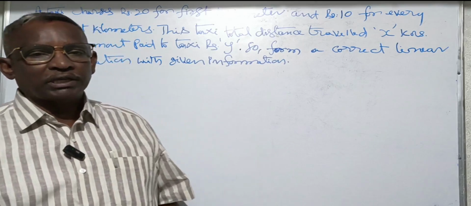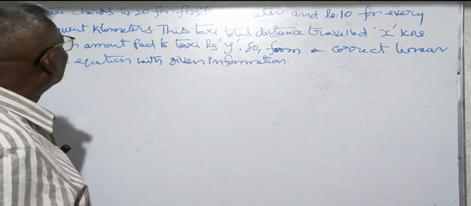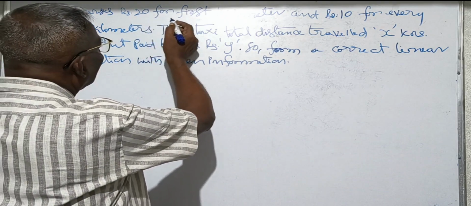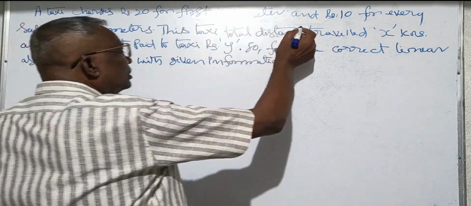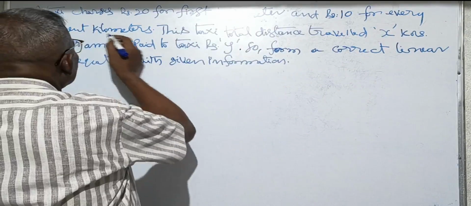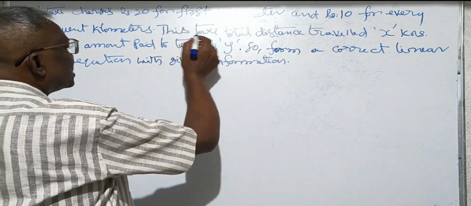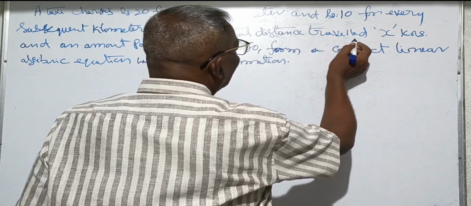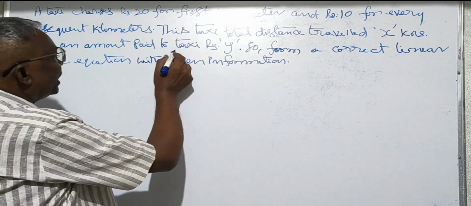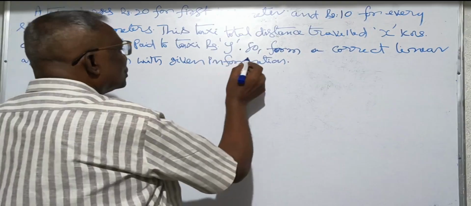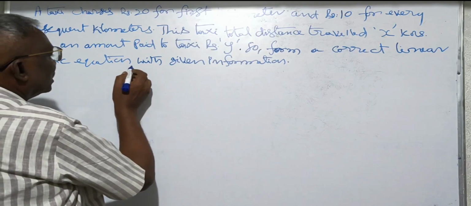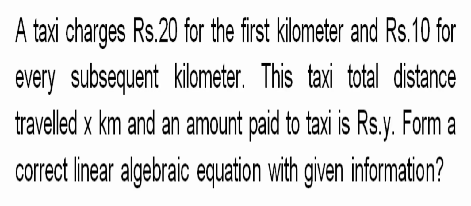Today our topic is a Maths Olympiad problem. A taxi charges Rs.20 for the first kilometer and Rs.10 for every subsequent kilometer. The taxi's total distance travelled is x kilometers and the amount paid to the taxi is Rs.y. Form a correct linear algebraic equation with the given information.